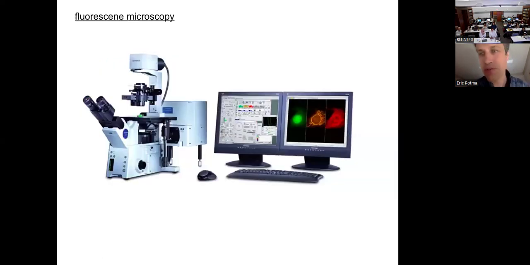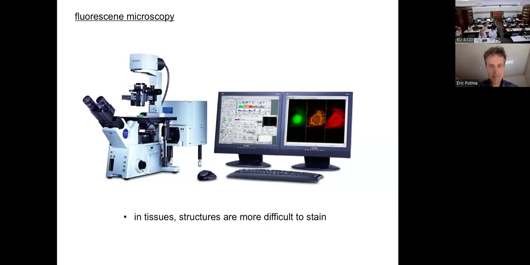So, lots of microscopes look like this. You have a beautiful microscope frame. You have a computer here, and it's a useful tool, and I'm sure you have worked with one of these systems. Now, in fluorescence microscopy, which is really the gold standard, there are some issues that we're going to talk about and try to do something about.